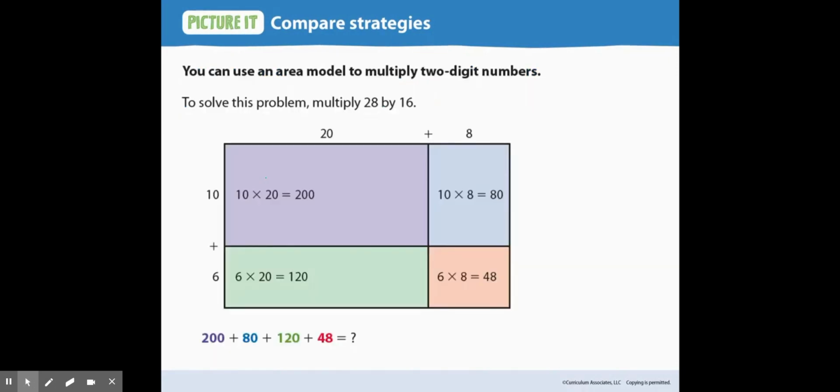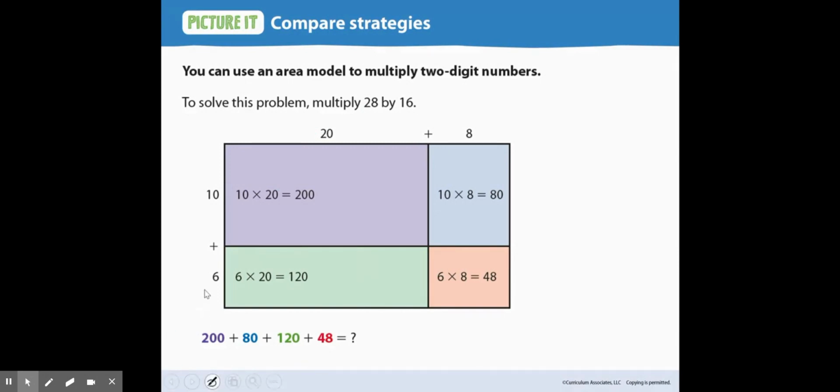So here are some strategies that you can use to solve this problem. One way you could have solved this is by using an area model to multiply two-digit numbers. So we were multiplying 28 by 16. And so what we can do is break these numbers up according to their place values. So 28 is the same as 20 plus 8.